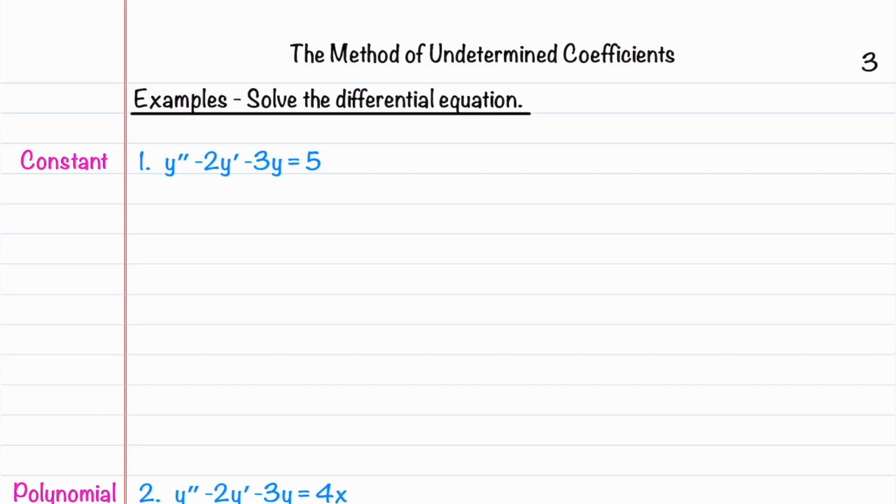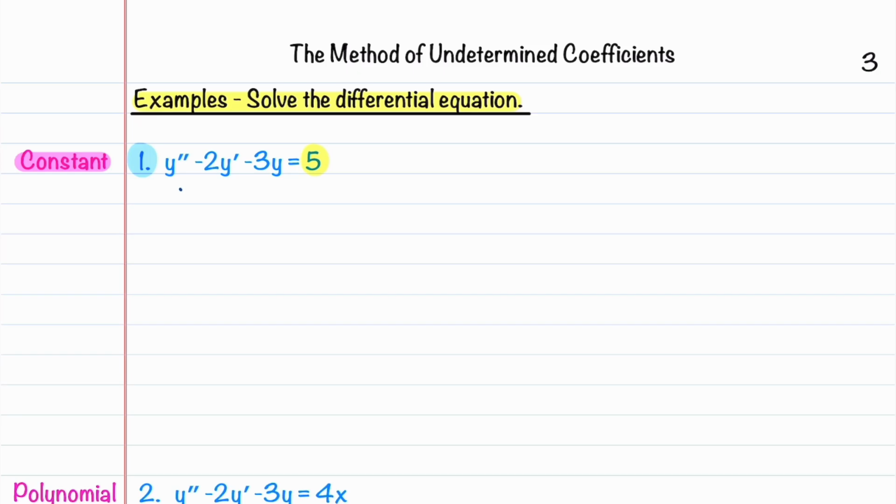Let's now walk through 6 examples where we are going to solve a second-order non-homogeneous differential equation. In all these examples, the right-hand side of the equation is either going to be a polynomial, an exponential, a sine or a cosine, or a combination of these functions. Let's look at our first example. In this example, the right-hand side, or the forcing term, is a constant.